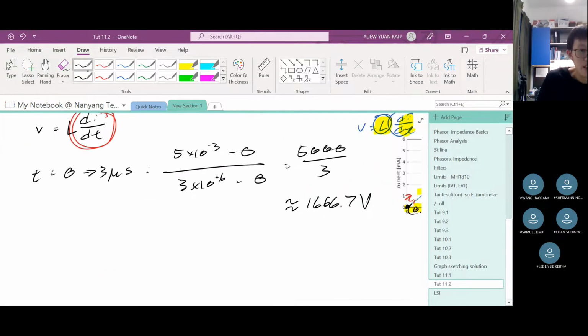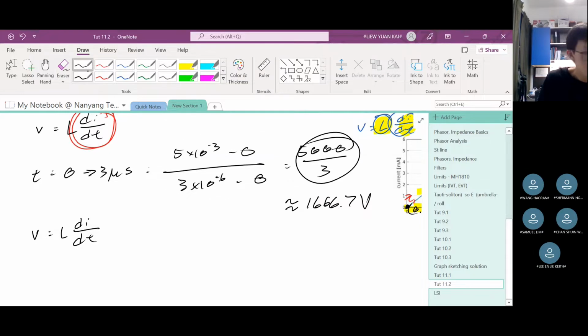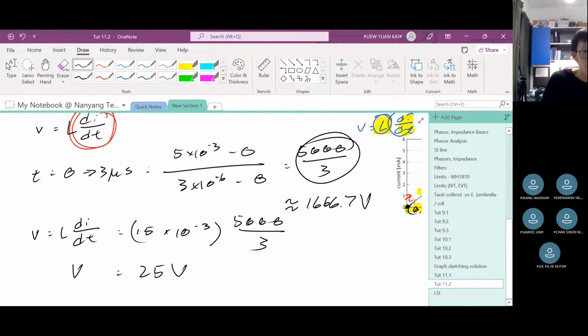So let us find the value of V. Remember, the value of V is given by L di/dt. And we've already found di/dt. di/dt is given by this, right? Sorry, this one. So the L is 15 millihenries multiplied by 5,000 divided by 3. Punch this in your calculator, you get 25 volts. So from 0 to 3 microseconds, it is 25 volts.